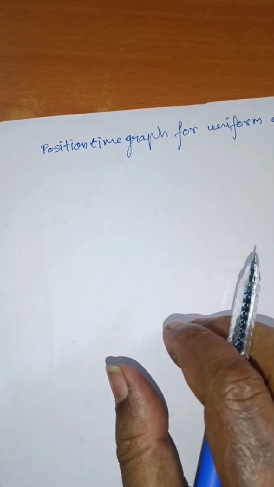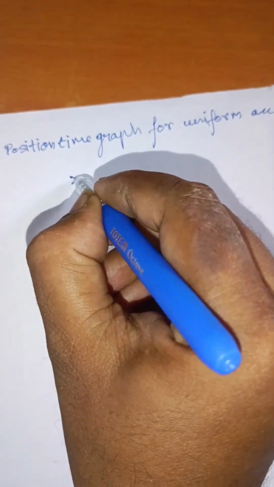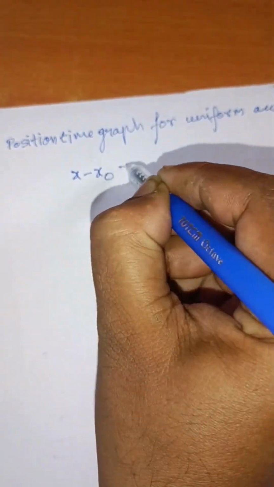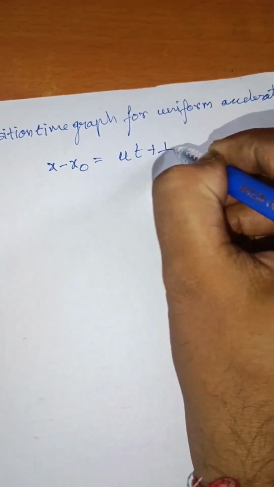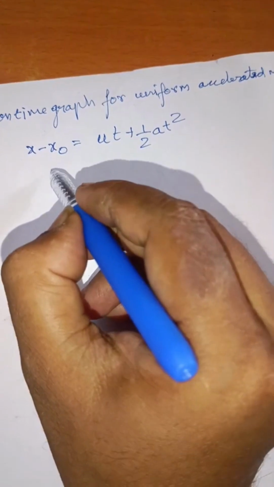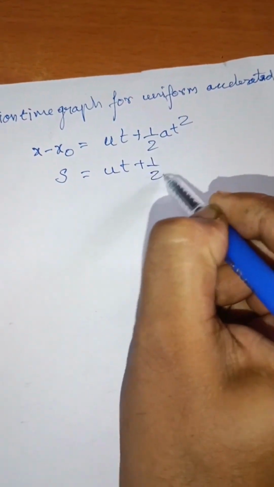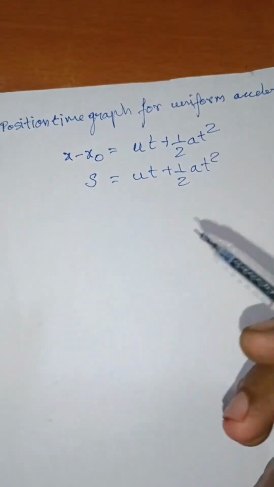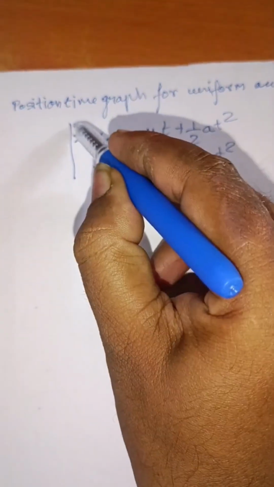So let us discuss. Uniform accelerated motion is always described by the equation x minus x naught is equal to ut plus half at square. So this is the equation. Sir, can we write s is equal to ut plus half at square? Yes, exactly, you are correct. So this is the position time graph for a uniform accelerated motion.